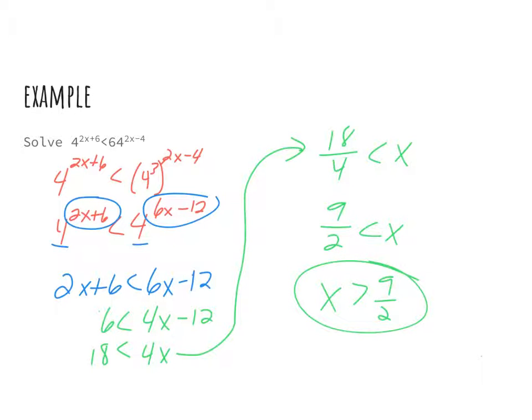First thing you should have done is rewrite 64 as 4 to the 3rd. Multiplying your exponents, you should have gotten 4 to the 2x plus 6 is less than 4 to the 6x minus 12. Setting the exponents together with the inequality, 2x plus 6 is less than 6x minus 12. You should have gotten, as a simplified fraction, x is greater than 9/2.